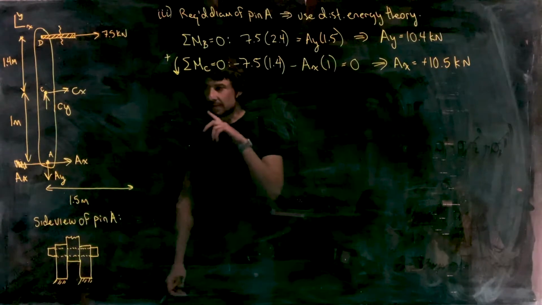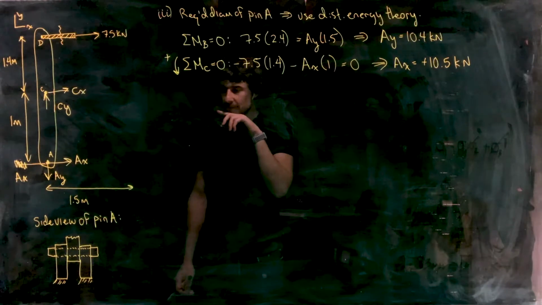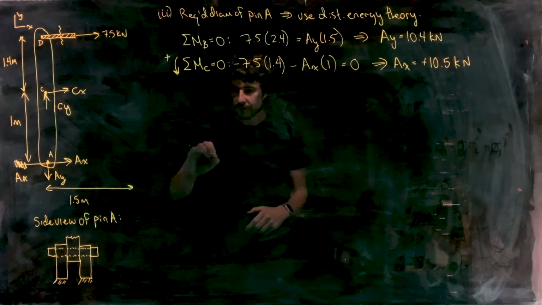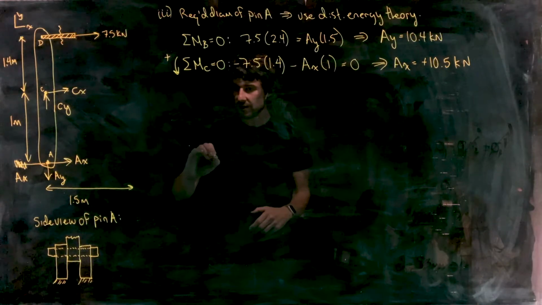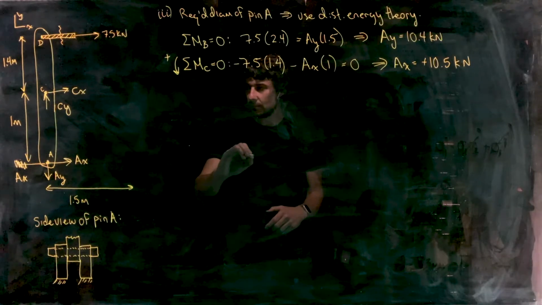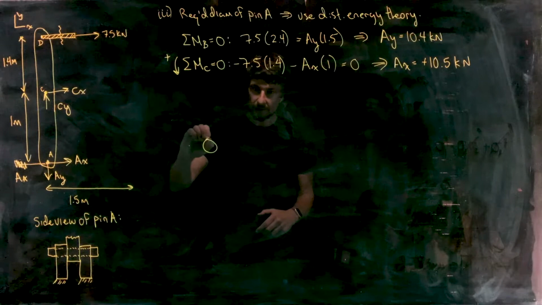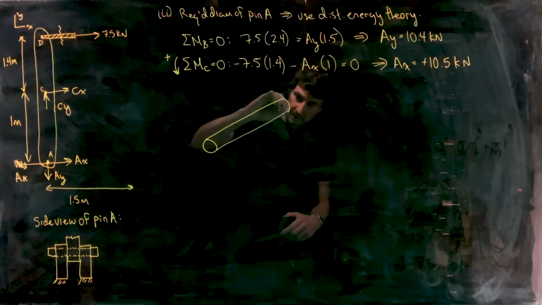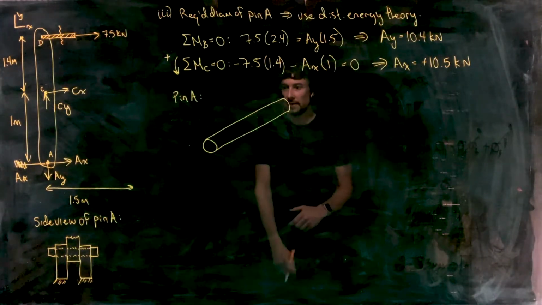So let's look at the forces now on the pin. Okay. So what have we got? Maybe if we draw this pin in sort of 3 dimensions here, we'll have a good view of looking at what the forces are like that are acting on it. So let's do it something like this. Okay, so this is pin A right there.